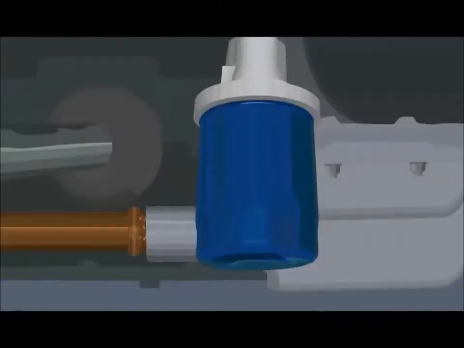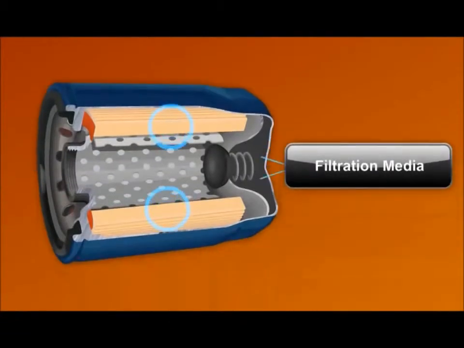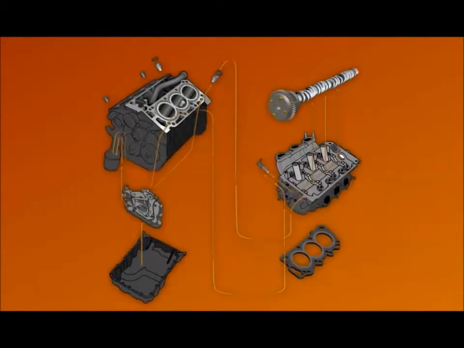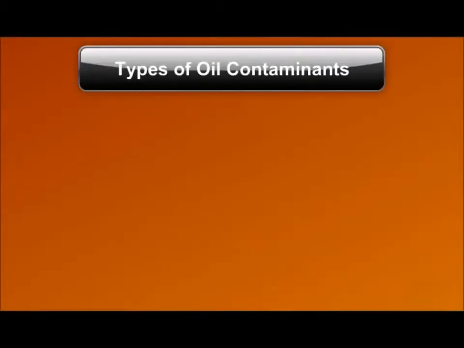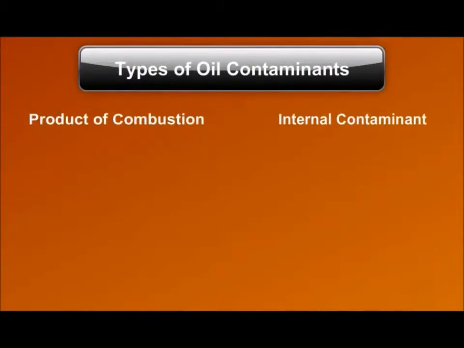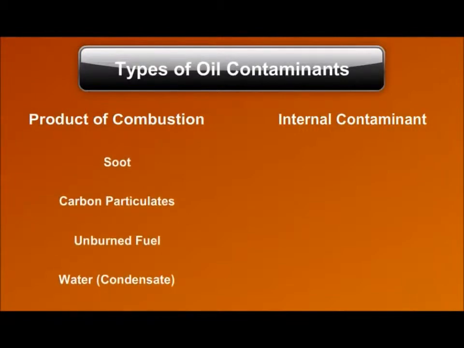From the oil pump assembly, oil flows to an oil filter. Inside, filtration media traps contaminants such as dirt or metal particles. If allowed to circulate in the oil system, these contaminants can cause wear on the bearing surfaces of the engine. Contaminants may be the product of combustion or an internal contaminant. Products of combustion include soot, carbon particulates, unburned fuel, and water.